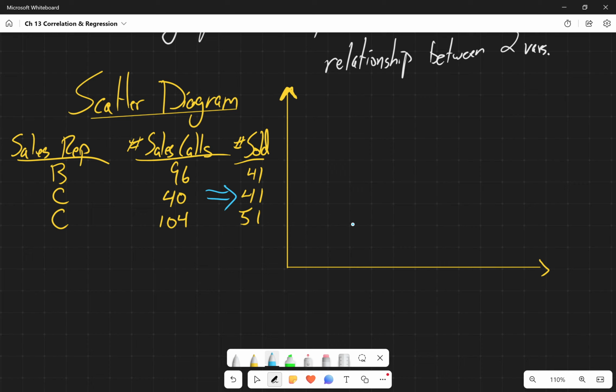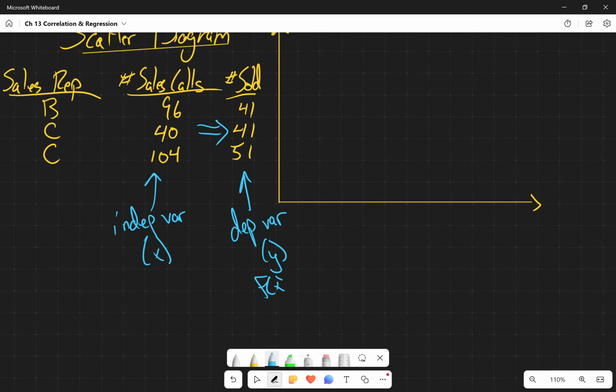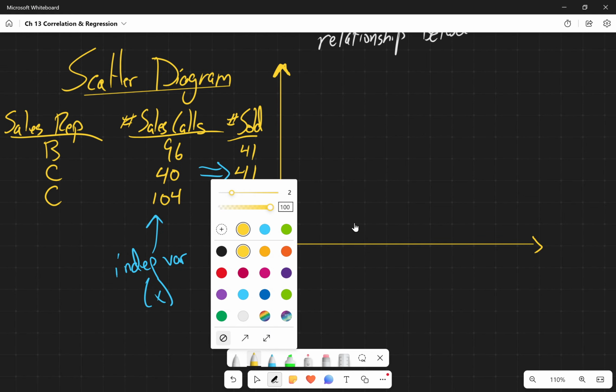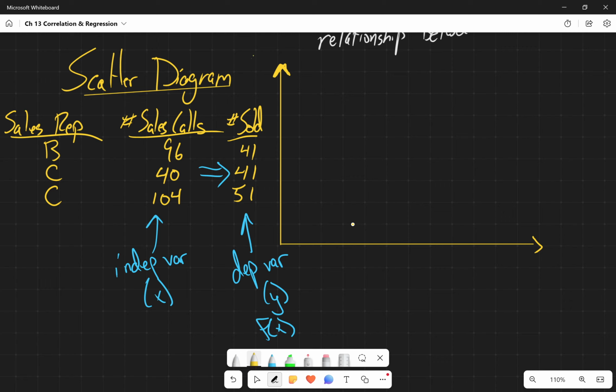And so this is our independent variable. And then this is what we would call our dependent variable. Usually an independent variable we will label generally as x. Dependent variable, it'll be y, or sometimes we'll see it as f of x, right? So we're going to have the number sold here, and then we're going to have the number of calls over here. And then we're just going to graph.